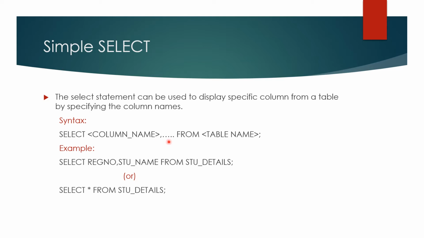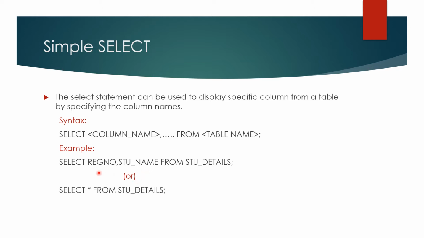Select column names from table name. Here we can give any number of column names, and the example is select register number, comma, student name from student details. So when we execute this query, the columns register number and student name will be displayed on the screen from the table student details. Only these two columns will be displayed on the screen. The other columns will not be displayed.